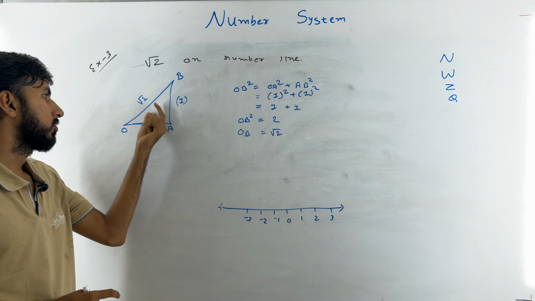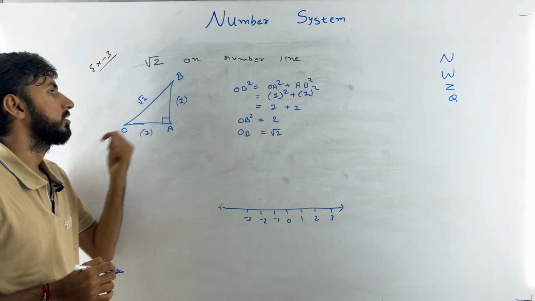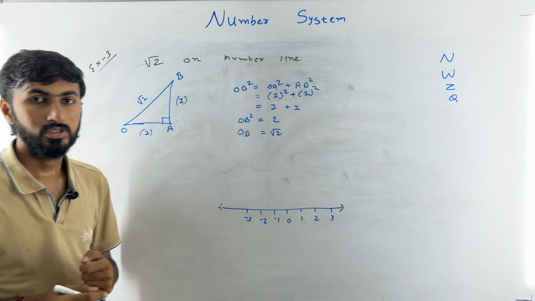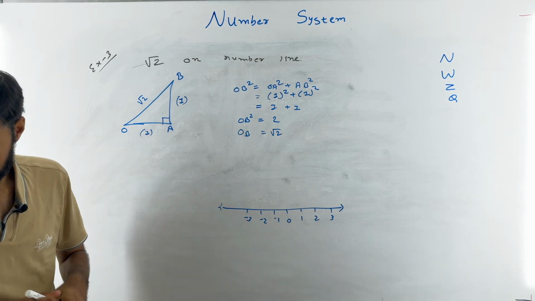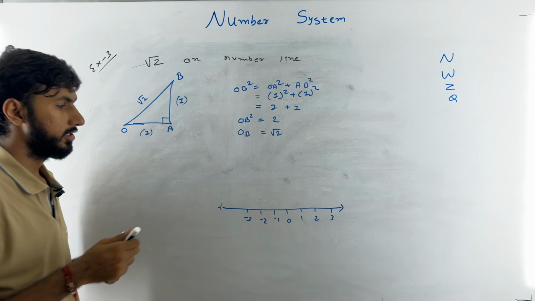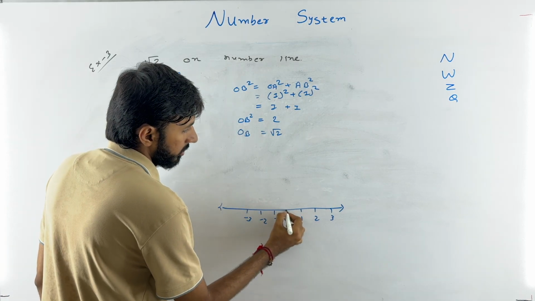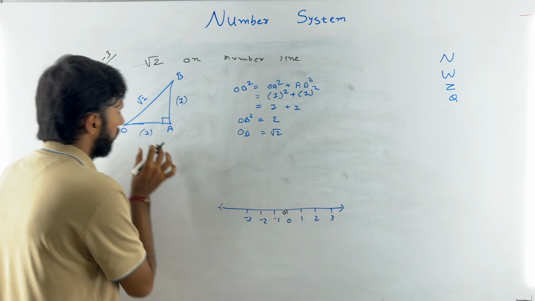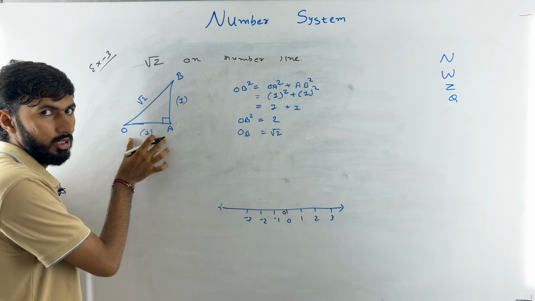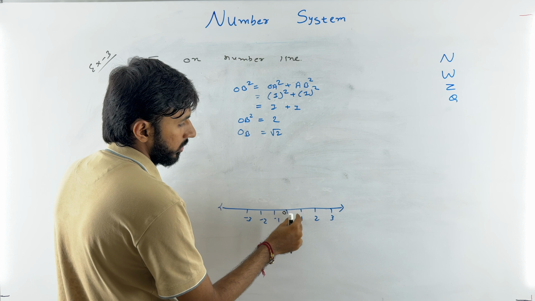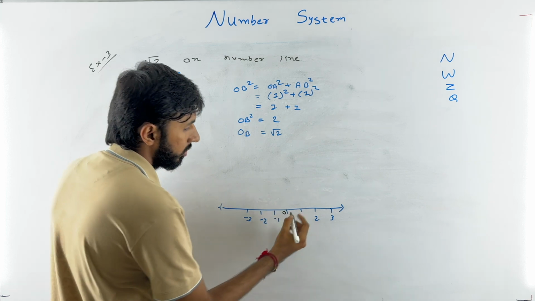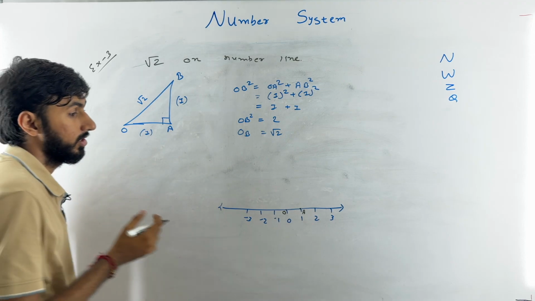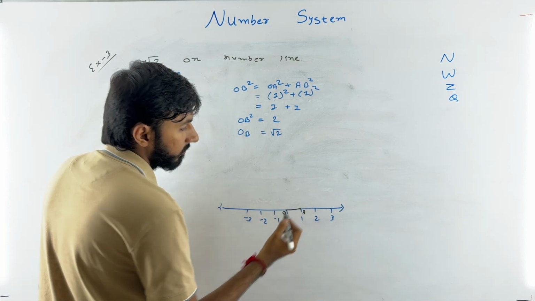I will draw the same scenario. Here is a right angle triangle, don't forget that, right? If I use the same scenario on this number line, I will get root 2, the length of root 2, right? Now imagine this is point O, right? Now the length of OA has to be 1. So the length from 0 to 1 is 1. So I can write point A here. So the length of OA will become 1.